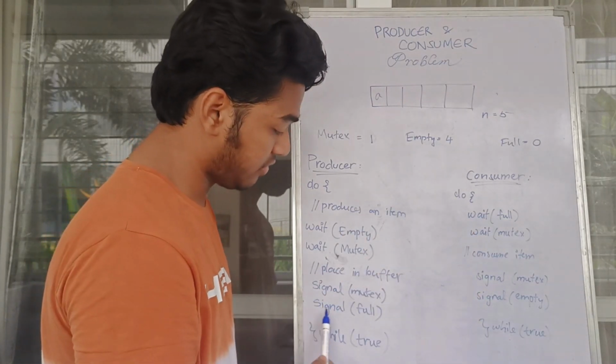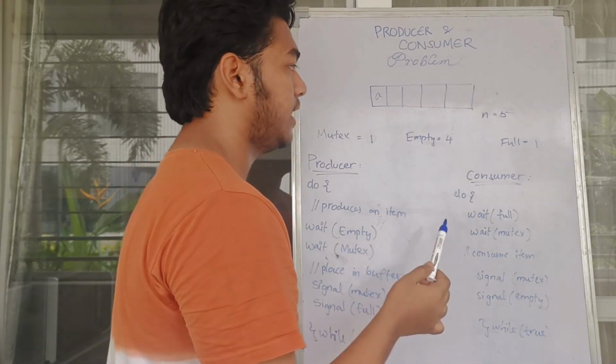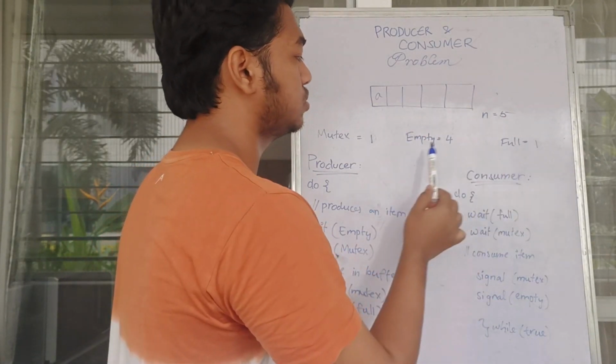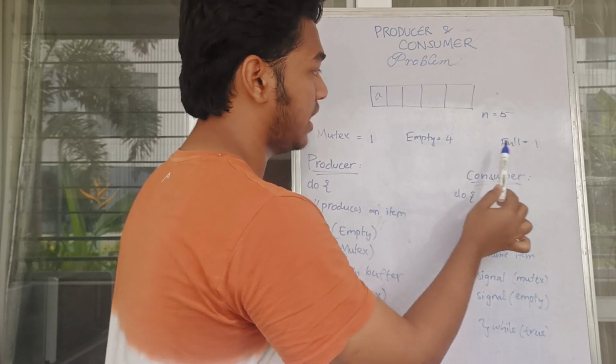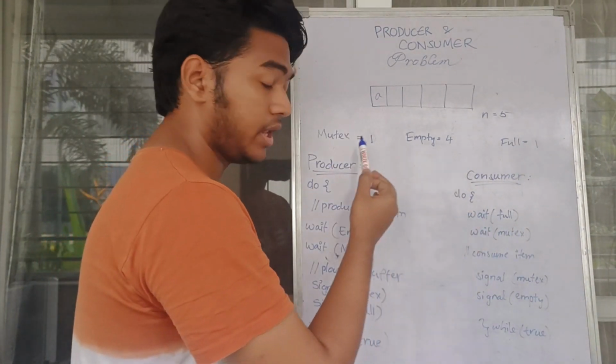And now we increment the value of full as well. So what do we understand by that? There are 4 empty slots and there is only 1 filled slot. So that's why the value of empty is 4 and the full is 1. And the mutex is 1, which means the consumer can access the buffer now.